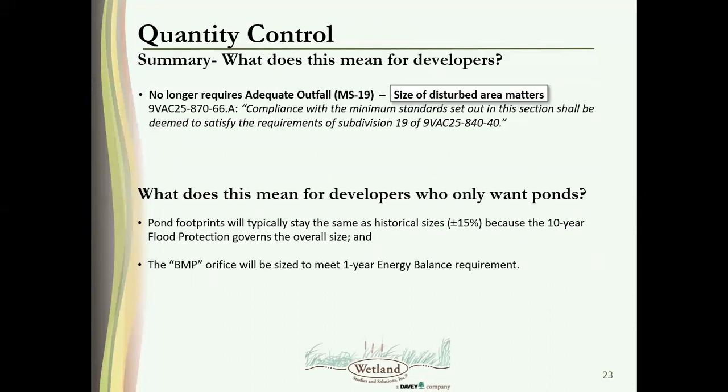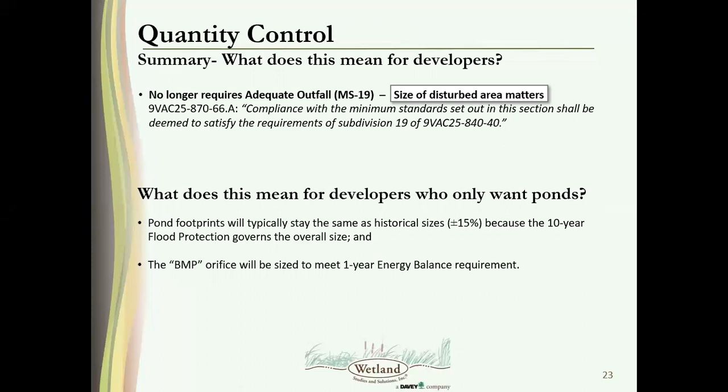Okay, so what does this mean? For developers, there's a couple of things. It is written into the stormwater quantity regs that if you satisfy the stormwater quantity regs, you don't need to consider adequate outfall. There are some major caveats to that.